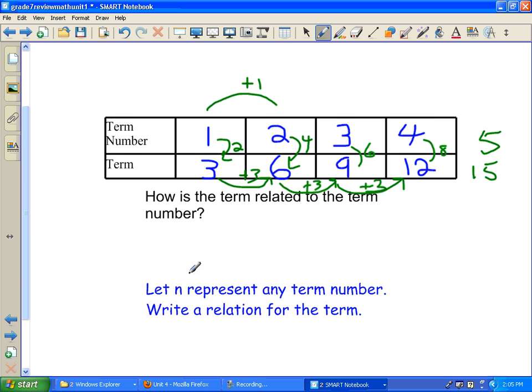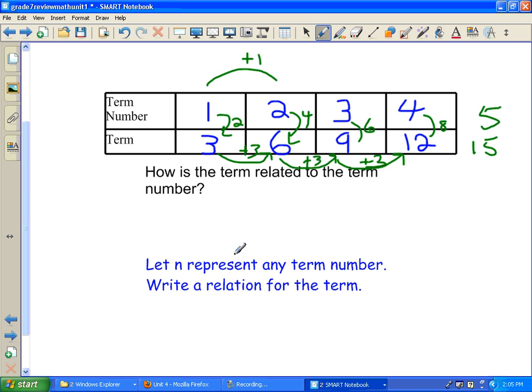Now we're trying to see if we can write a relation for the term. In other words, can we write some sort of a relation that we could just plug in the term number and it would give us the term every time? Well, let's give it a shot. So we'll say let n represent any number. So n would be the term number.